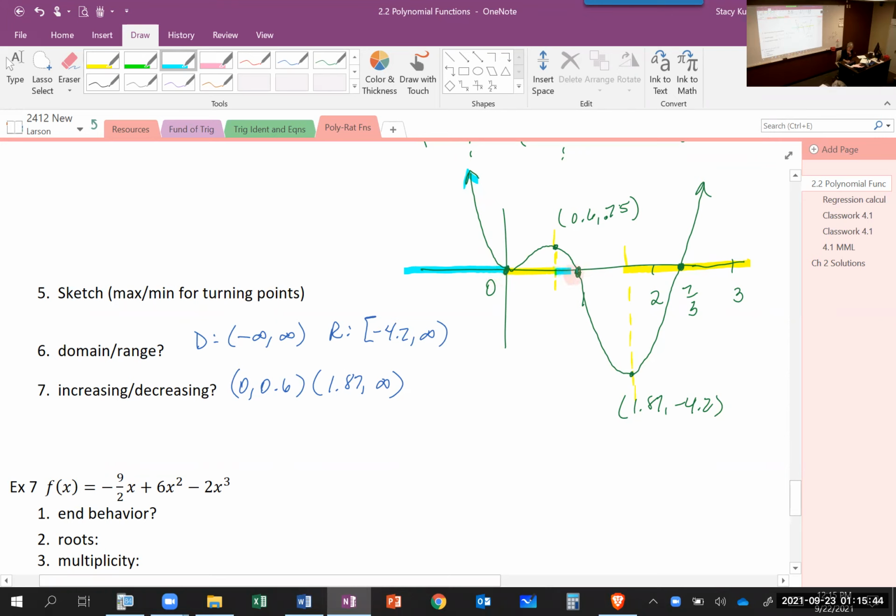And again, from 0.6 to 1.87. Okay. So when we're thinking about increasing and decreasing, we're reading the graph from the left to the right. We're talking about where the function y is decreasing as technically x is increasing.